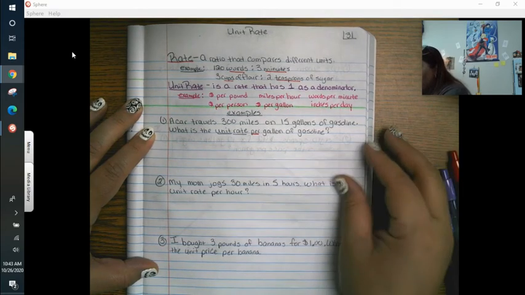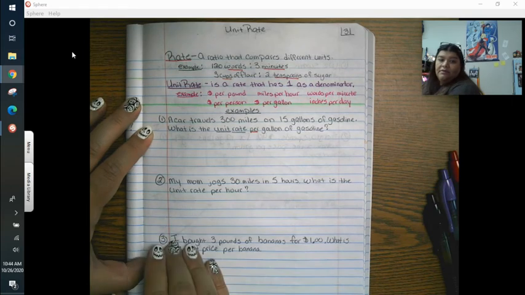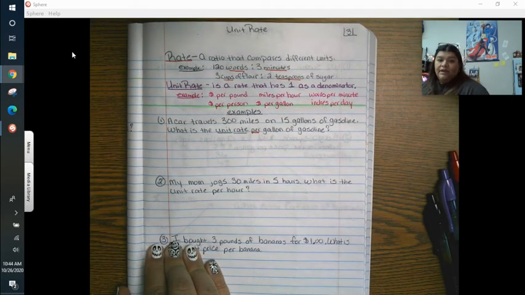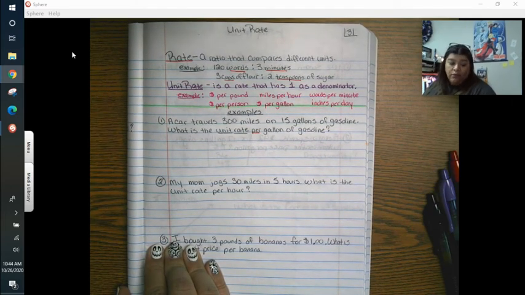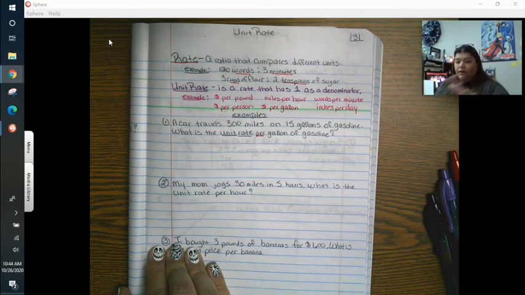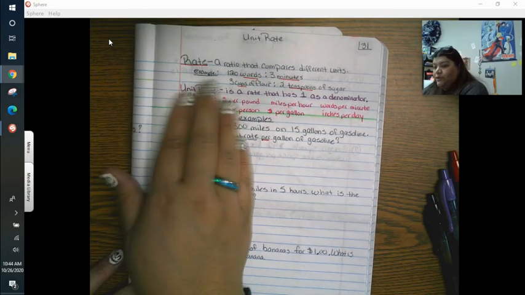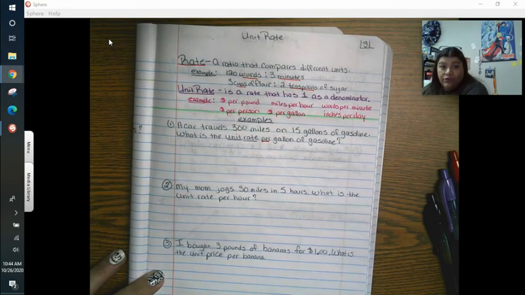Okay. So a unit rate. First, you have to understand what a rate is. A rate is a ratio that compares different units. So unlike a ratio, where our answers were just two numbers separated by the colon or a fraction bar, a rate is actually going to have the unit attached to the number.